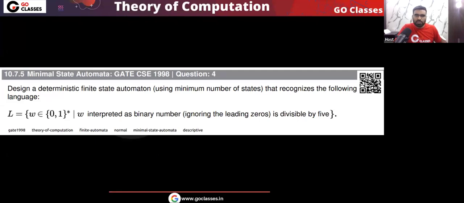I hope you understood all the questions. Please tell me, did you understand each and every question that we have discussed in this session? Did you understand the complete analysis of each question? Is there any doubt in any question? Let me know. So this is the complete analysis of all the questions based on minimal DFA.